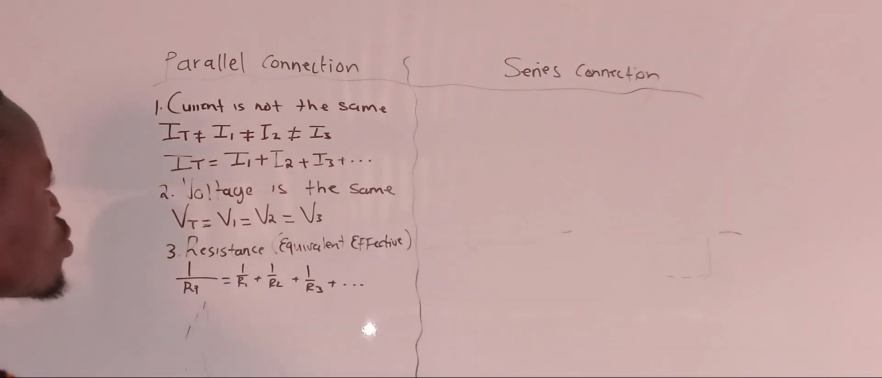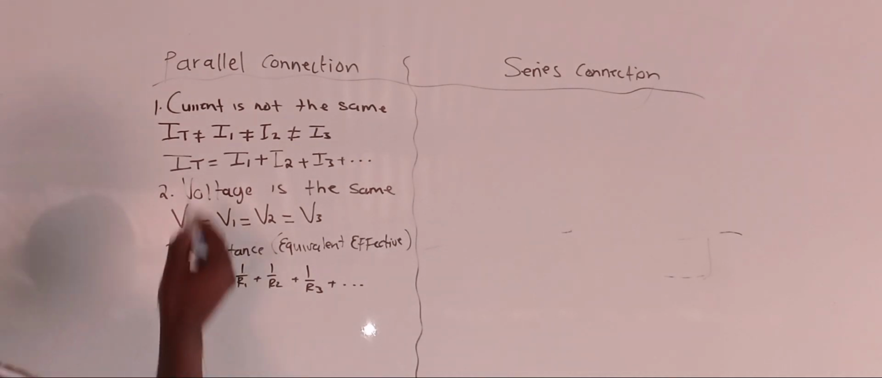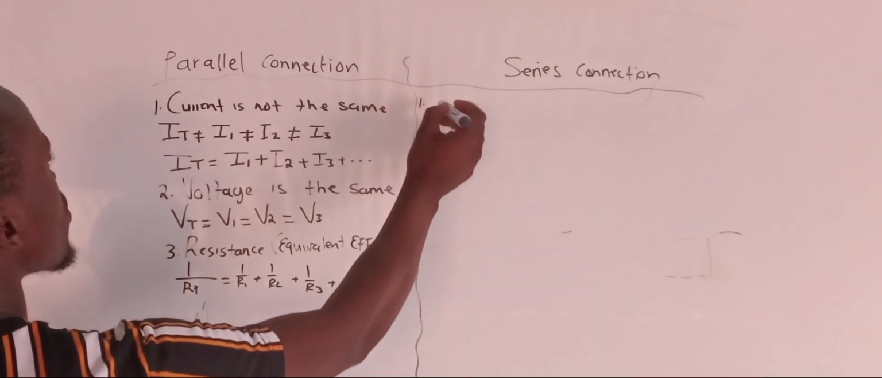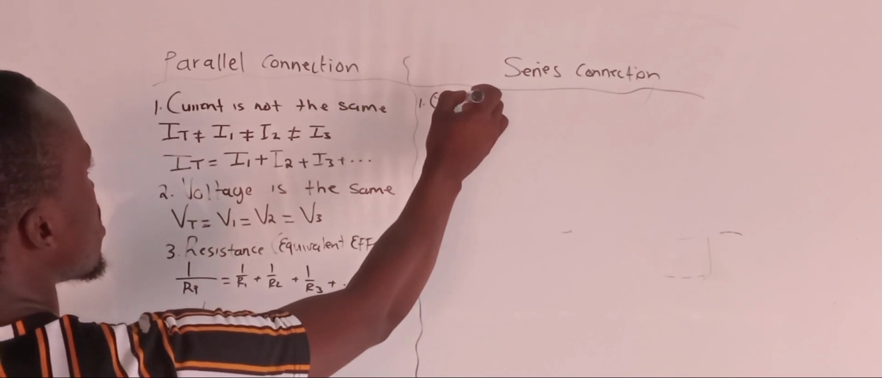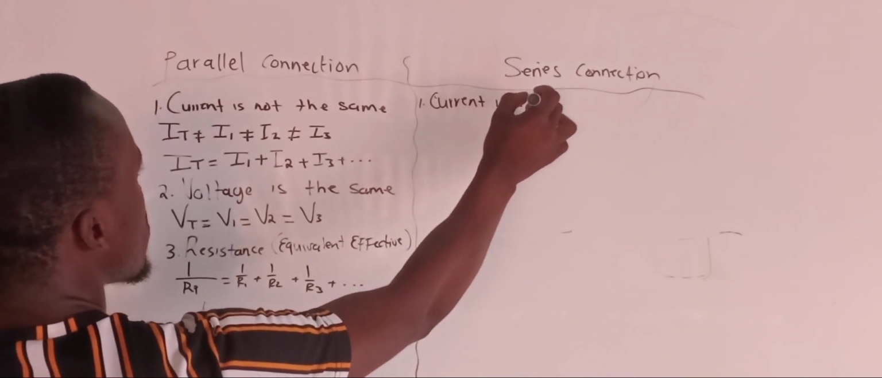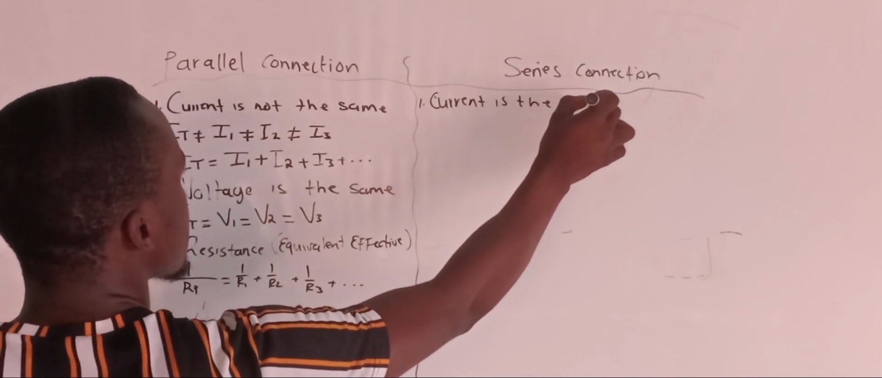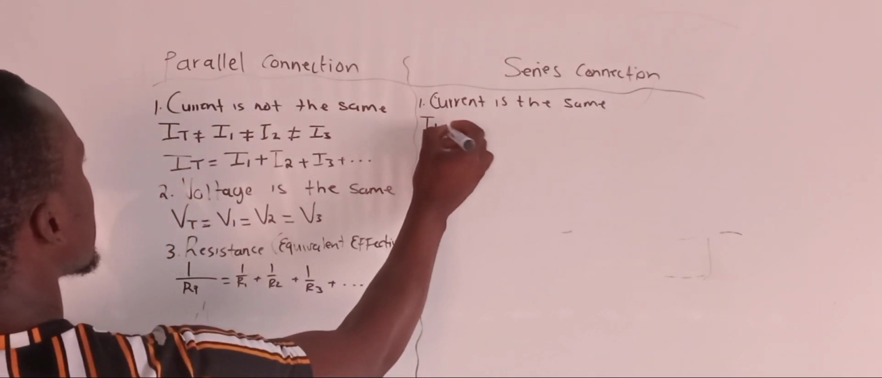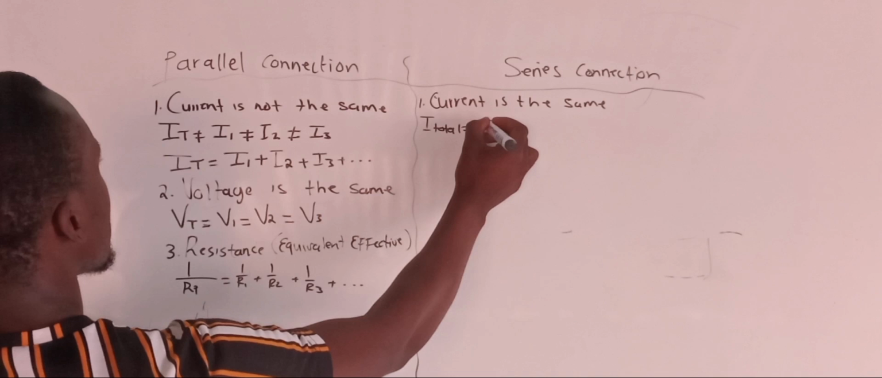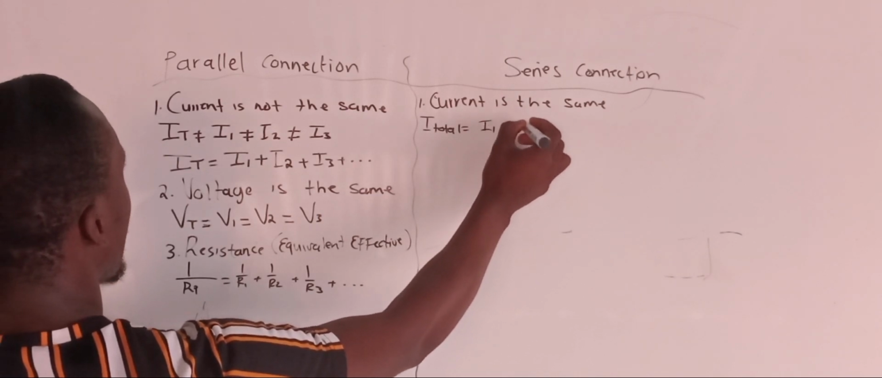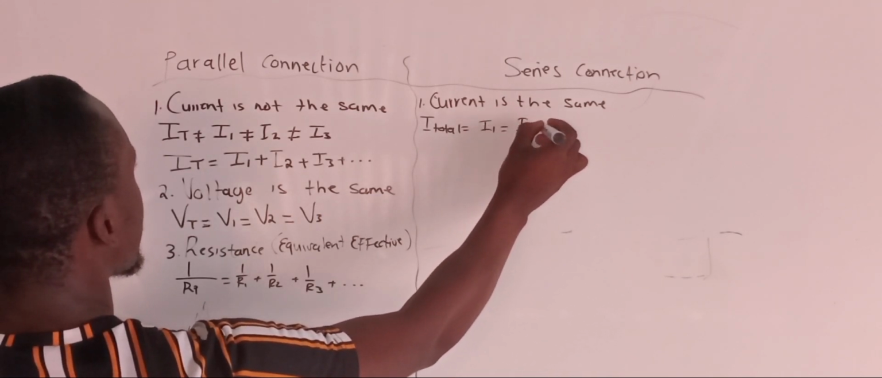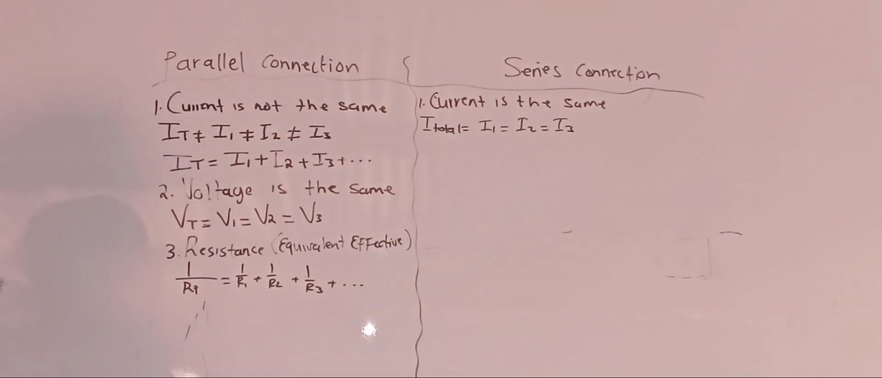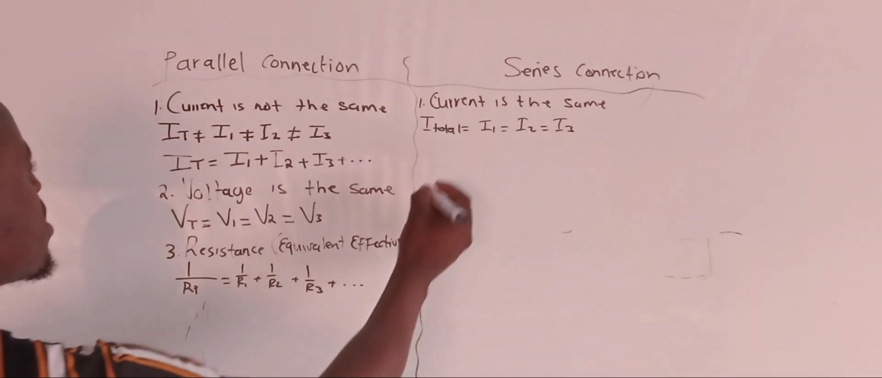Then when we come to a series connection, here we say that current is not the same. Actually, it's the opposite. Current is the same, meaning that the I total equals the current that will flow in resistor number 1, equals the current that will flow in resistor number 2, and equals the current that will flow in resistor number 3, if we are having 3 resistors.